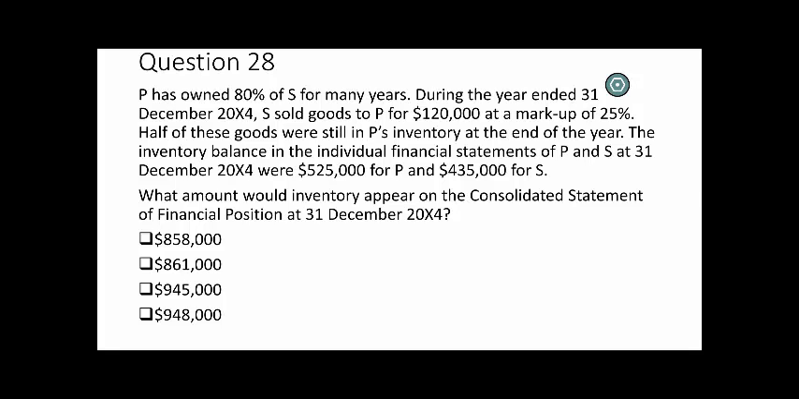Question 28 is asking us to calculate the value of inventory to appear in the consolidated statement of financial position at 31st of December 2004. So the normal point here is that most of our assets and liabilities in our consolidated SFP will take account of both the parent and the subsidiary's assets in full.